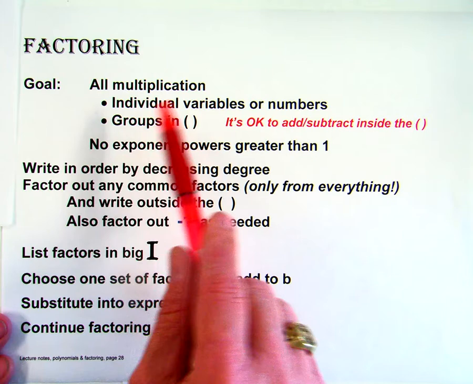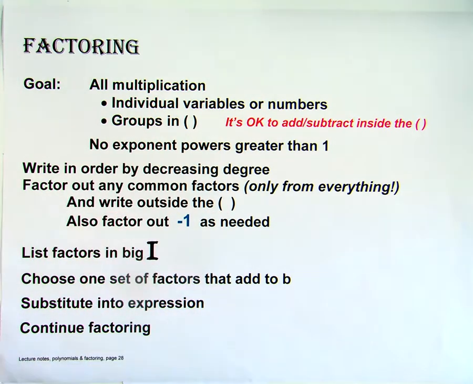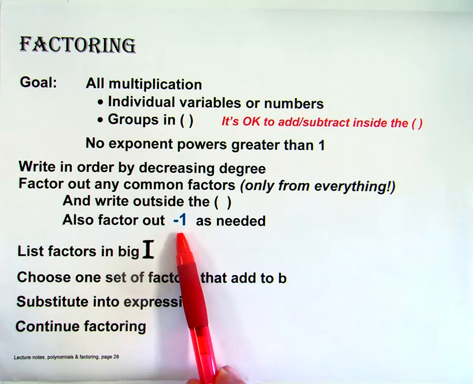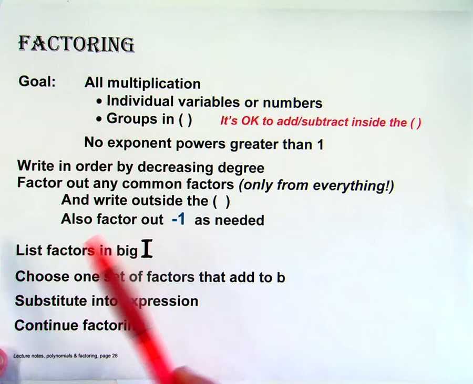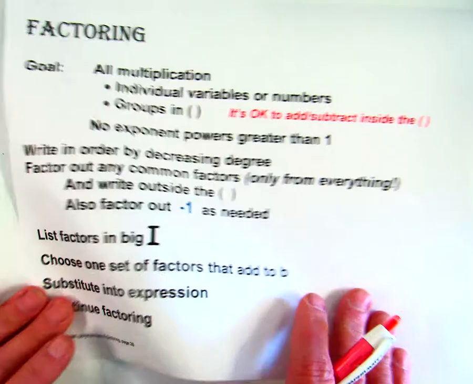What we'll do, which I'm about to explain, is we're going to write in order. First, write in order by decreasing degree. Then factor out any common factors. Then write the common factor outside. Take out the -1 if the leading coefficient is negative. We want it to be positive. Then we'll list in the big I. We'll choose the factors that add and subtract and continue factoring. That's what we're about to do.